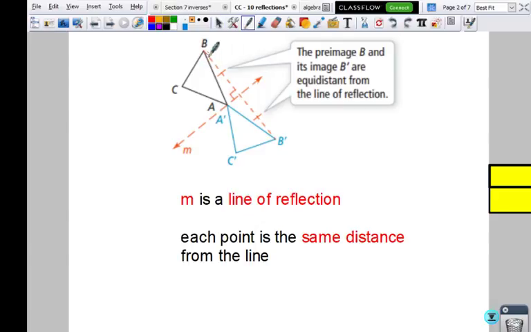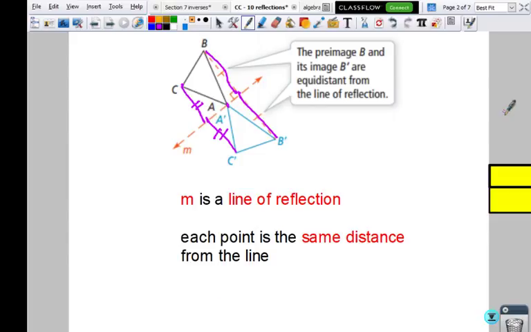So, in other words, if I'm going from B to this line of reflection to B prime, these are the same distance. A to A prime is the same. C to C prime, or excuse me, from C to the line and C prime to the line is the same distance. They're all exactly the same distance apart.